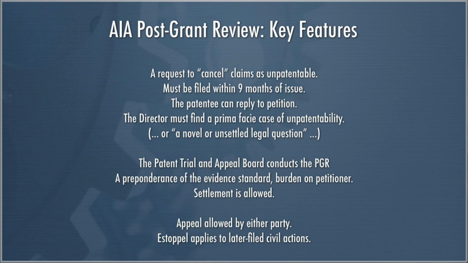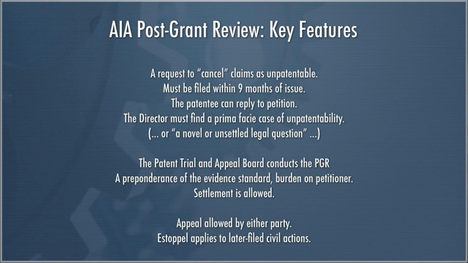There's a request to cancel claims as unpatentable. They must be filed. There's a window. Must be filed within 9 months of issue date. The patentee can reply to the petition. And then the director must find a prima facie case of unpatentability, or some sort of novel or unsettled legal question that requires attention by the PTO. Right? There's a new board, a Patent Trial and Appeal Board, which conducts the post-grant review. And there's a preponderance of the evidence standard with the burden on the petitioner.